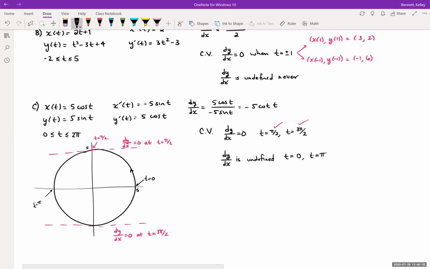And then for the undefined bits, we can see that that's going to be where we have our vertical tangents. Right, so dy dx is undefined at t equals 0, and it's also undefined over here at t equals pi. And so that's what we got here. So first derivative, done.